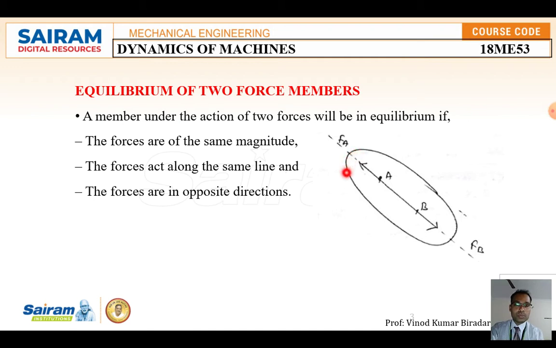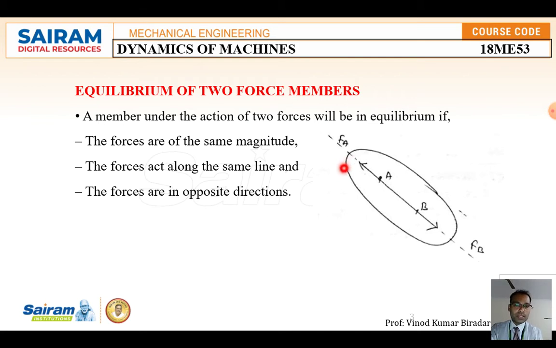So what is the condition? First condition: the forces Fa and Fb should be the same magnitude. That is, if Fa is equal to 10 Newton, then Fb should always be equal to 10 Newton. The second condition is that both the forces act on the same line. Look at the dotted line I have shown here. The third condition is that both the forces should act opposite to each other. Then only we call the two force member to be in equilibrium condition.